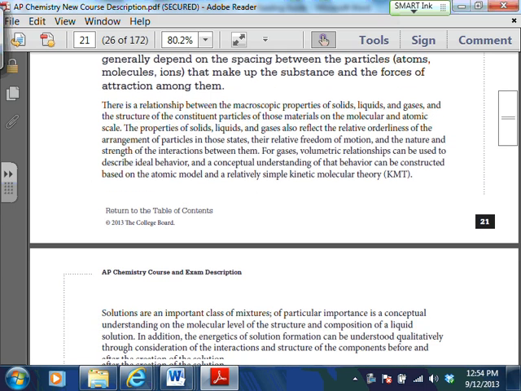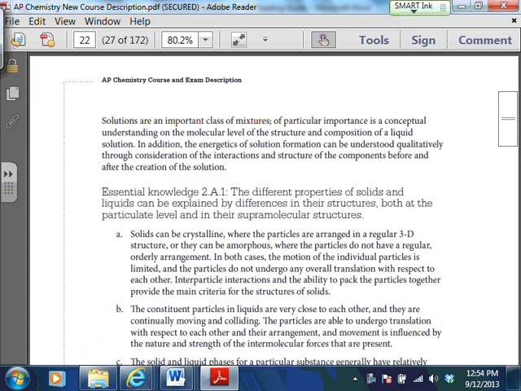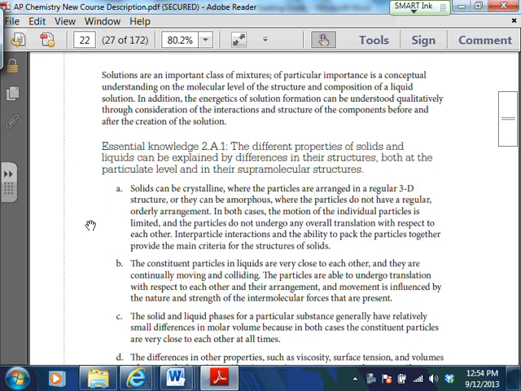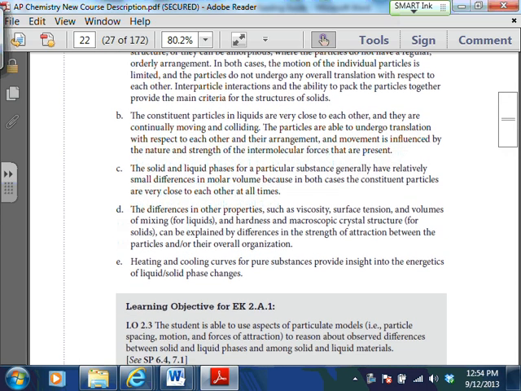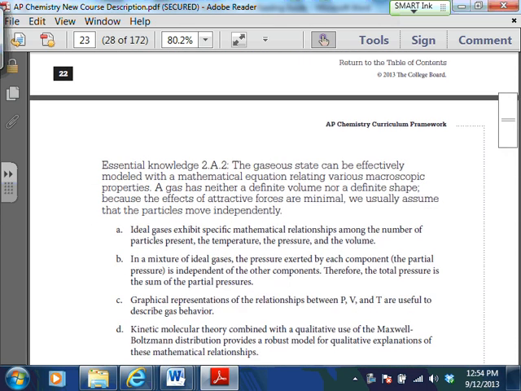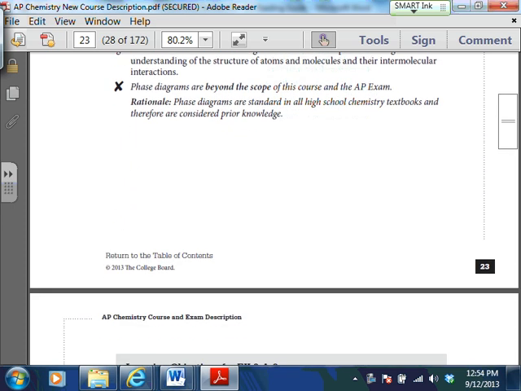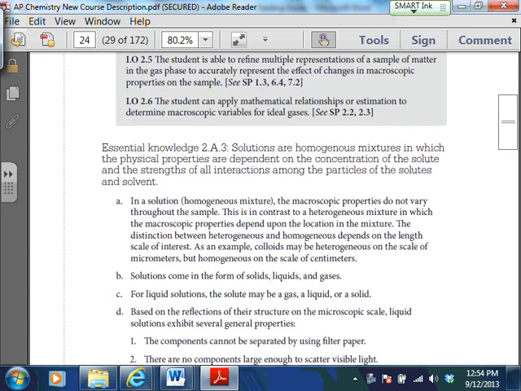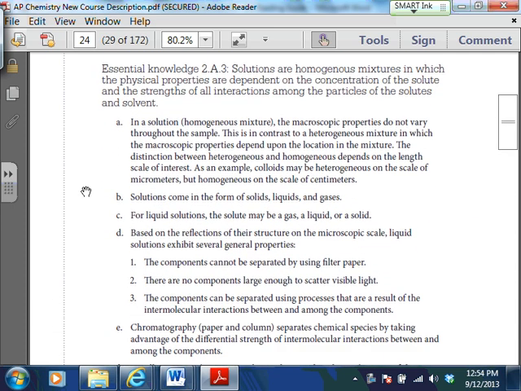And then it talks specifically about solutions right here at the bottom. And it says of particular importance is the conceptual understanding on the molecular level of the structure and composition in a liquid solution. So then they're going to go into a little more detail about that once you get to 2A3, which is right here. Okay, solutions are homogeneous mixtures.